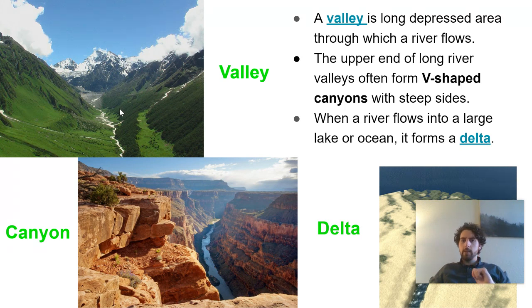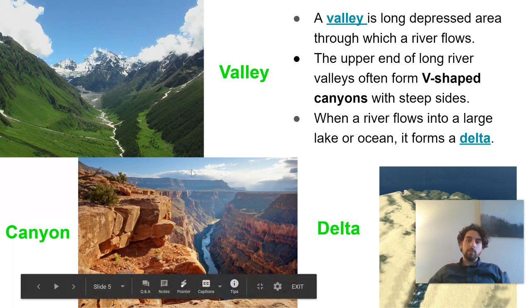Now, I'd like to point out, when we say depressed, we don't mean that the valley is sad. That would be hilarious, but it's not what it is. It means it's low down. Notice these are all high elevation up here. The valley is a very low or depressed elevation. Now, these valleys have a river running through them, cutting them out through weathering and erosion, and sometimes these long rivers can form V-shaped canyons with steep sides.